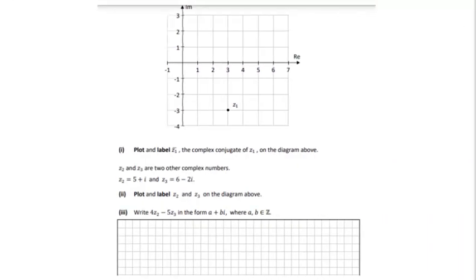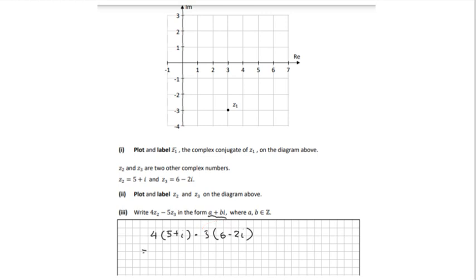Now let's write 4z2 minus 5z3 in the rectangular form a plus bi. So we're going to work it all out through algebra. So let's substitute in the z2. So we have 4 by 5 plus i, minus 5 by 6 minus 2i. So the only difficult part here now is just the two minuses. Just have to be careful there.